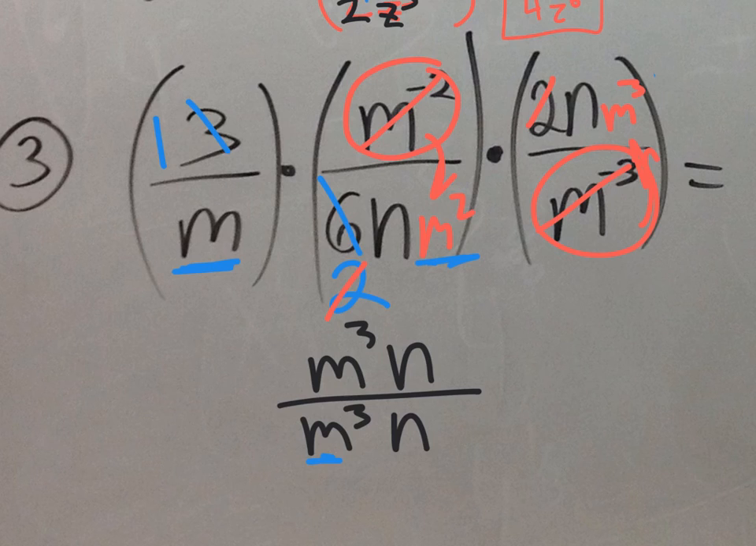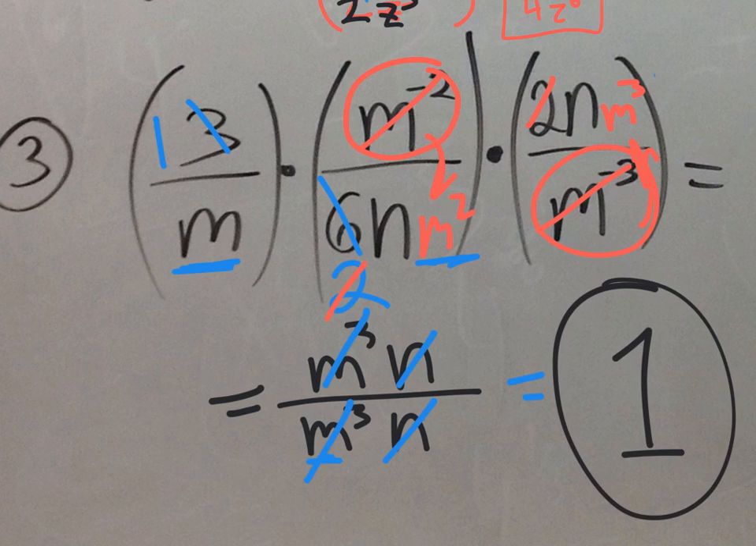So what could I do now? So you cancel out the m to the third with m to the third and the n with the n, and what's the answer? 0? 1. 1 is the answer.